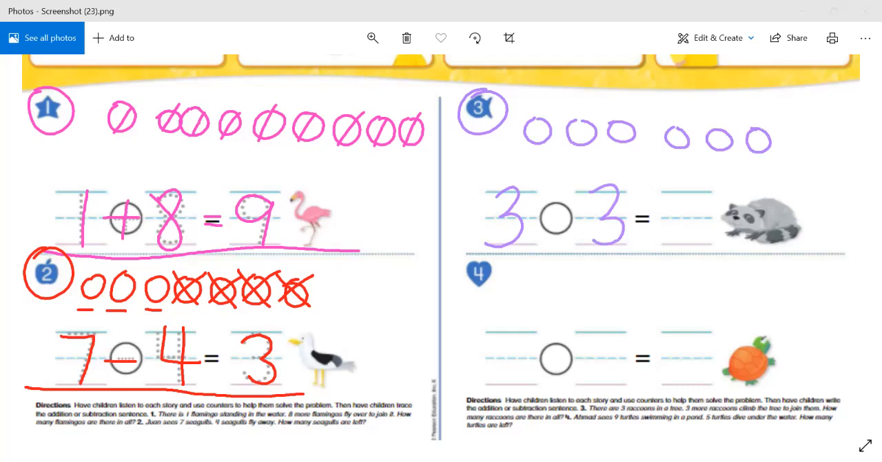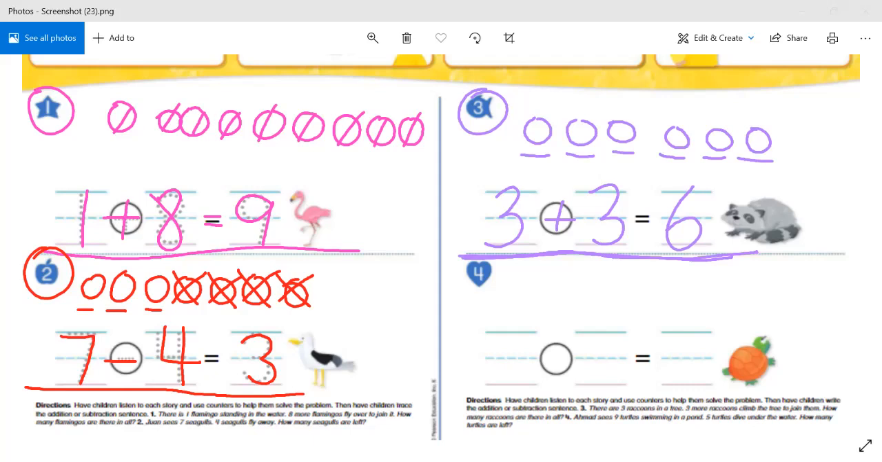Is this an addition or a subtraction sentence? Do we add or take away? We add because the 3 raccoons climbed up the tree to join them. So 3 plus 3 equals, let's count, 1, 2, 3, 4, 5, 6. 3 plus 3 equals 6. That is an addition sentence.